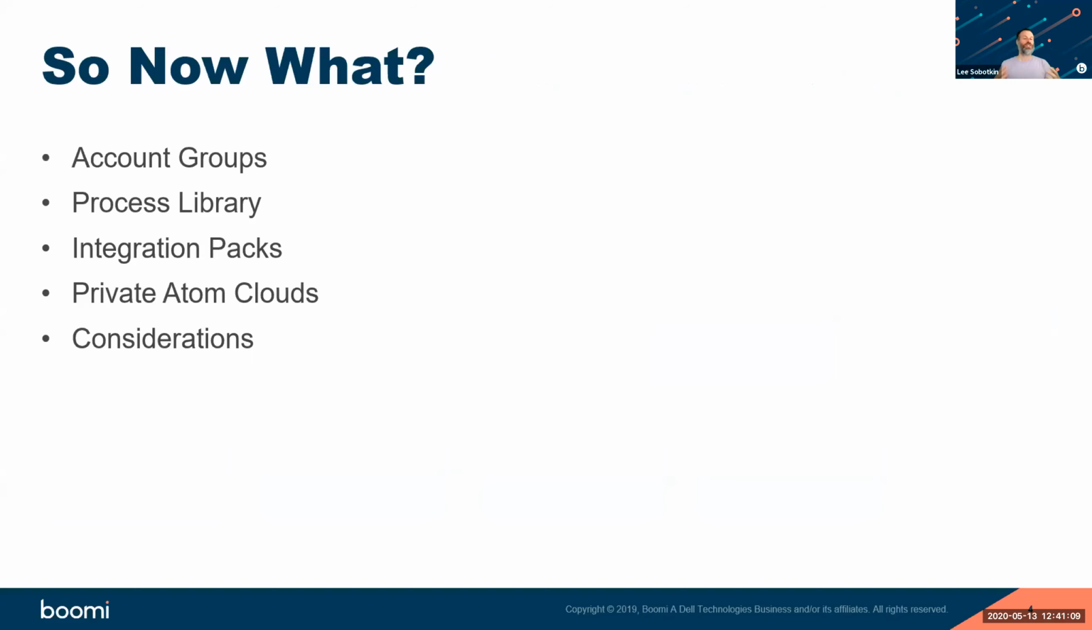So you get to this point. So now what, right? Here are all the features and things that you need to think about. Account groups, which give you access to those various accounts. Process library, you may be already familiar with this. You may have seen the process library in the platform where Dell publishes templates and best practices on a regular basis. Integration packs, your own private Atom Cloud, and then maybe some considerations that come at the end there.